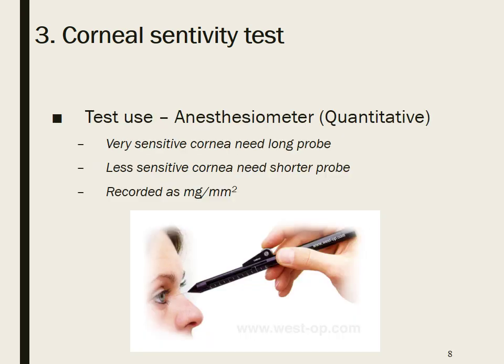For the quantitative technique, we use the anesthesiometer to determine the corneal sensitivity. And the picture shows how we use the anesthesiometer, which is a procedure the same as the qualitative technique, in which the probe will touch the cornea. A very sensitive cornea needs a long probe, and a less sensitive cornea needs a shorter probe. And we will record the finding in milligram per square millimeter.